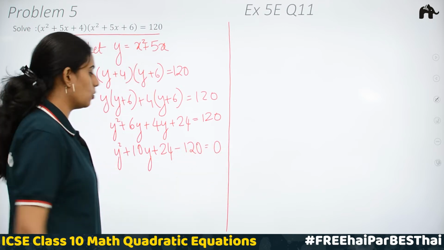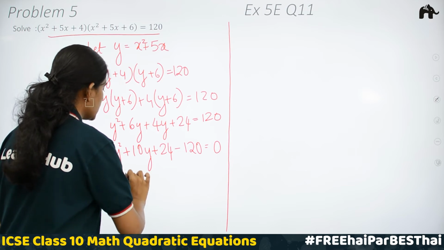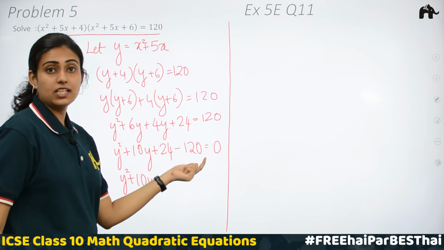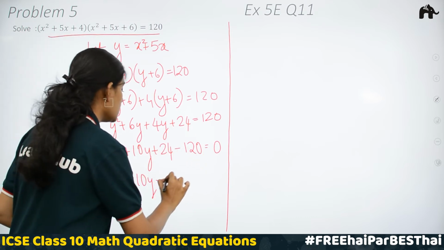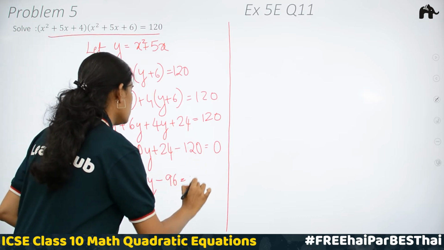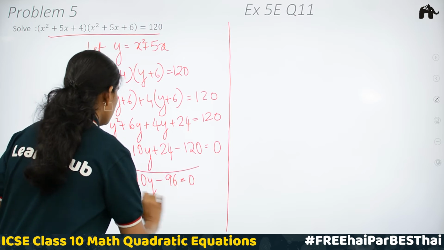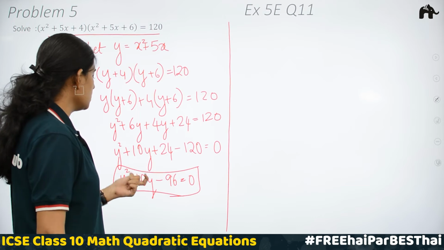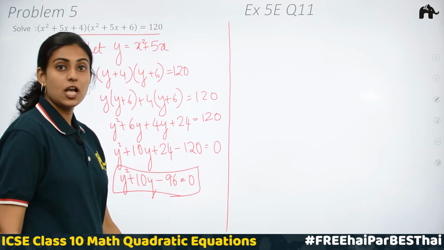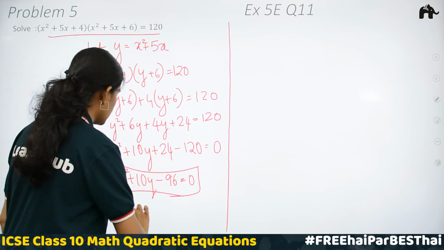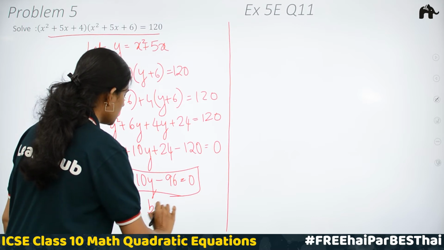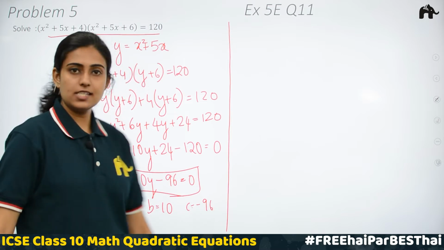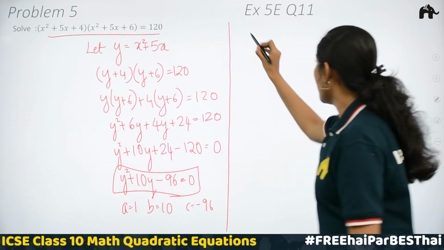On the RHS we got 0. Now, this is y² + 10y + 24 − 120, that is −96, equal to 0. Now, this is a standard form of the quadratic equation. Here a = 1, b = 10 and c = −96. Now, we can easily solve this using the formula.